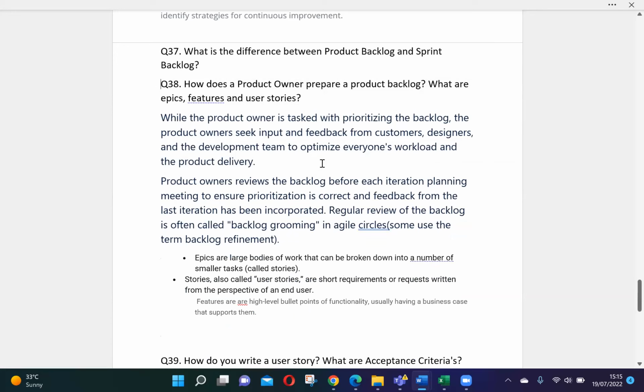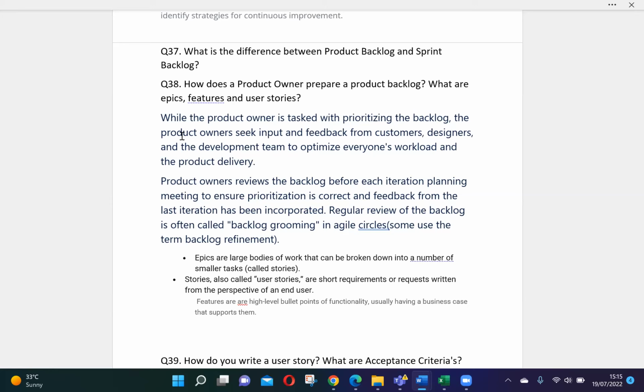How does a product owner prepare a product backlog? What are the epics, features, and user stories? The question is, how does the product owner prepare a product backlog? So after gathering the requirements, the product owner prepares a product backlog by writing epics and user stories. That should be the answer. Or is it the product owner that writes epics and user stories? Yes.